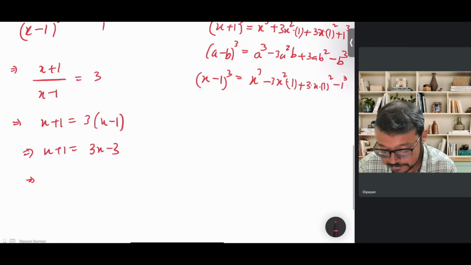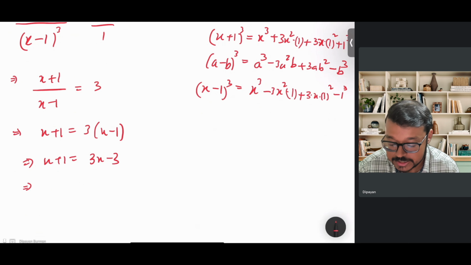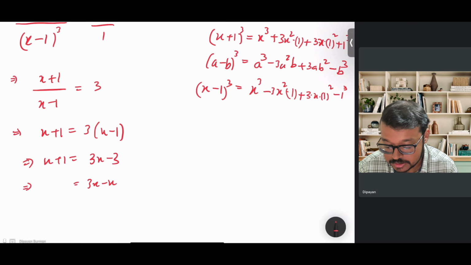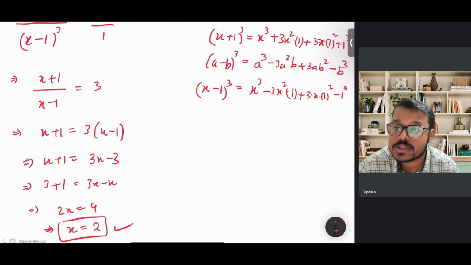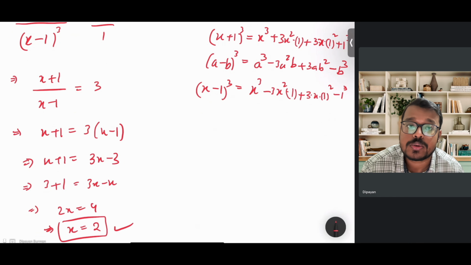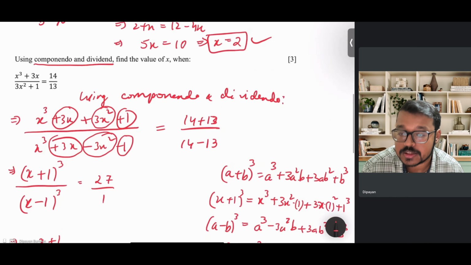So we have, now x on the other side will be 3x minus x, and the minus 3 on the other side is 3. So we will have 2x equals 4. That will give us x equal to 2. So x equal to 2 is the solution. If you substitute the value in the original equation, you will find that it is correct.